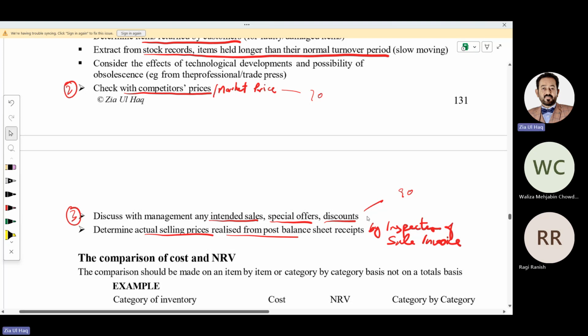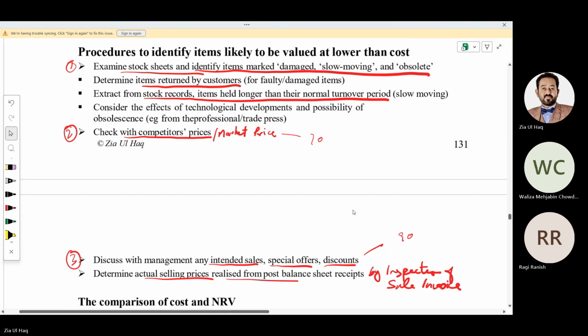So for NRV, we need to check slow moving, damaged and obsolete items because their NRV is normally lower than cost. For normal units, cost is lower than NRV. So if the company is recording them at cost, that's fine. But for slow moving, damaged, obsolete units, we need to check NRV.